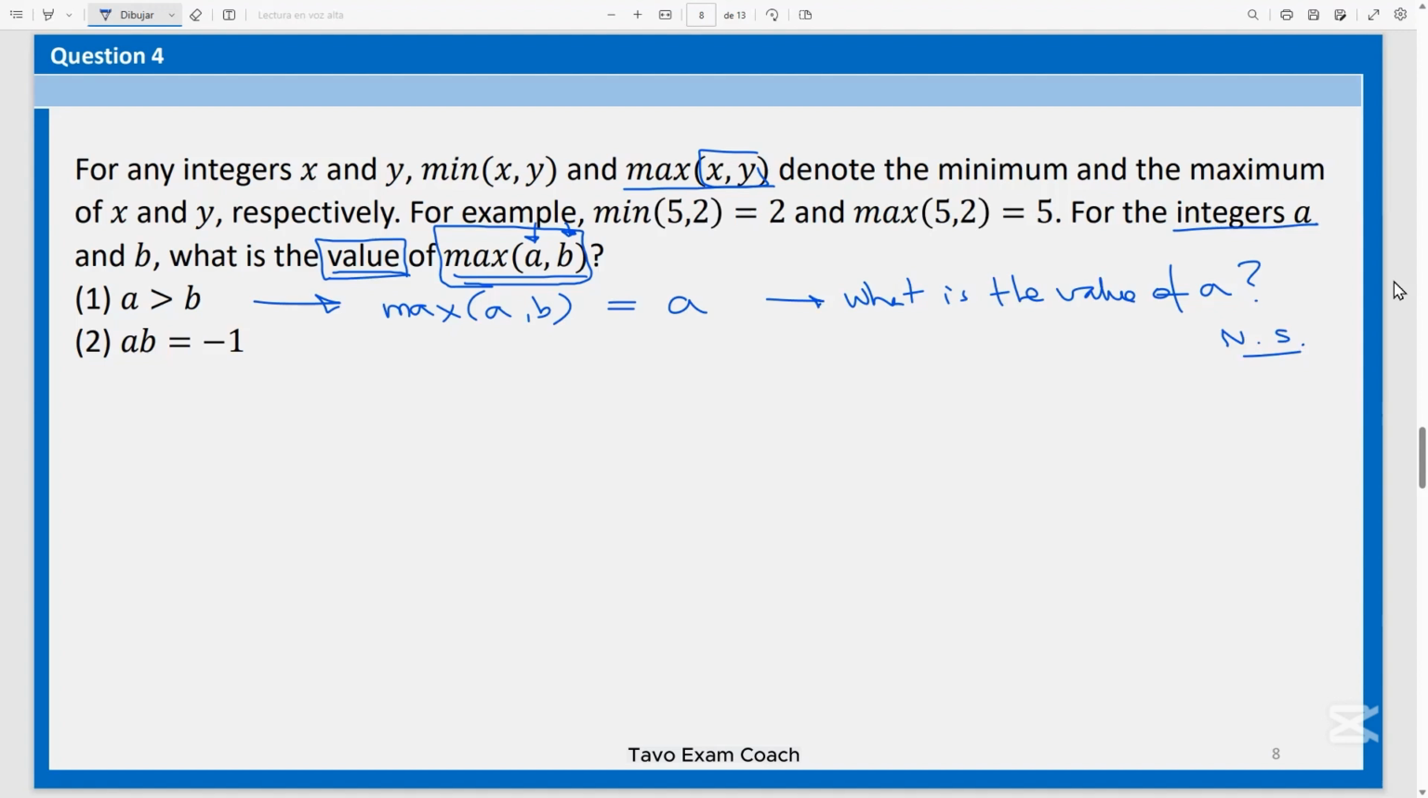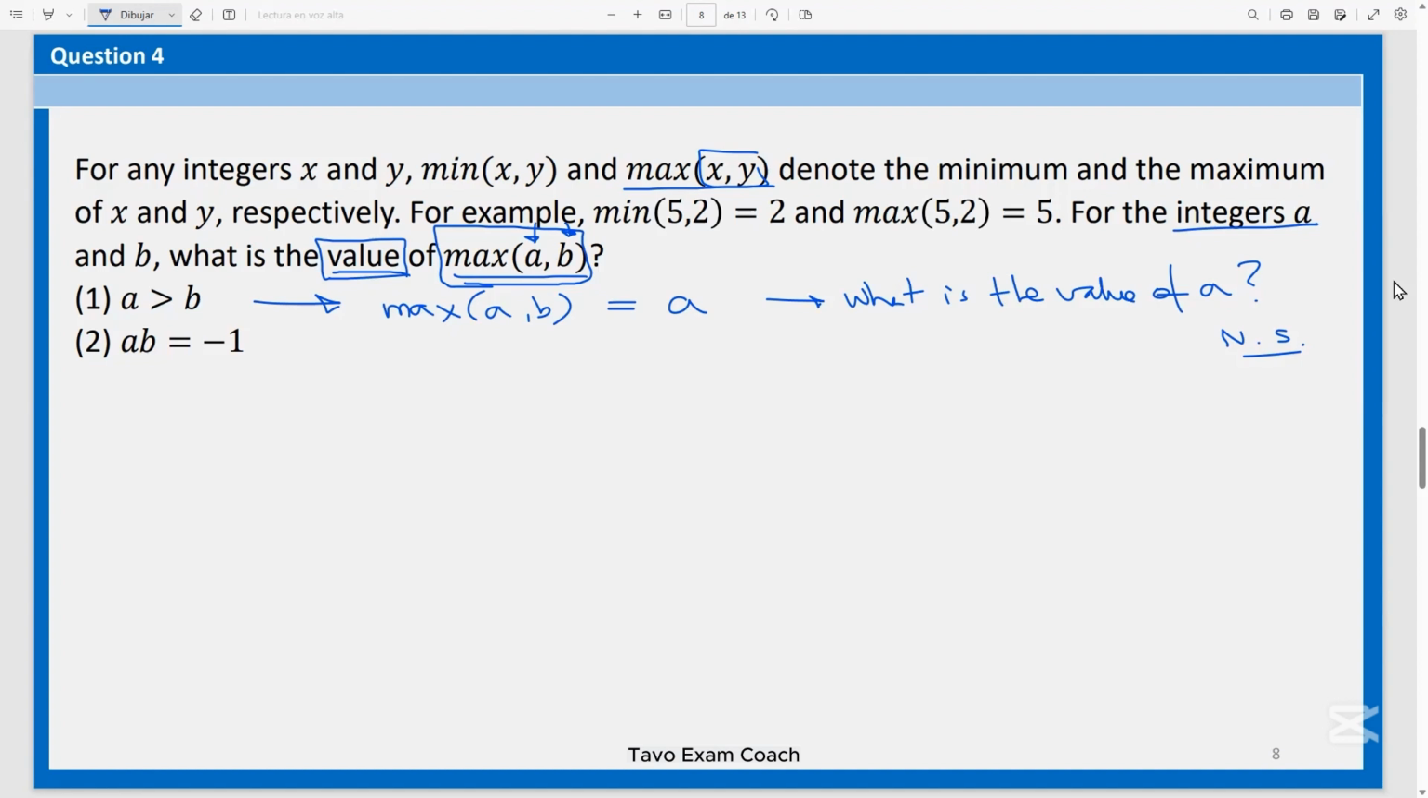Who would contradict us that a is 1? Unless they give us the exact value of a, or a is 1 million, or a is any other possible integer or number. What about statement 2? Statement 2 says that a times b equals -1.